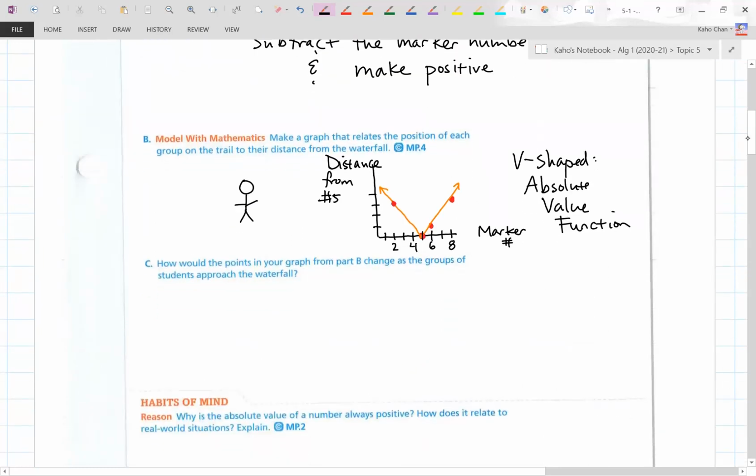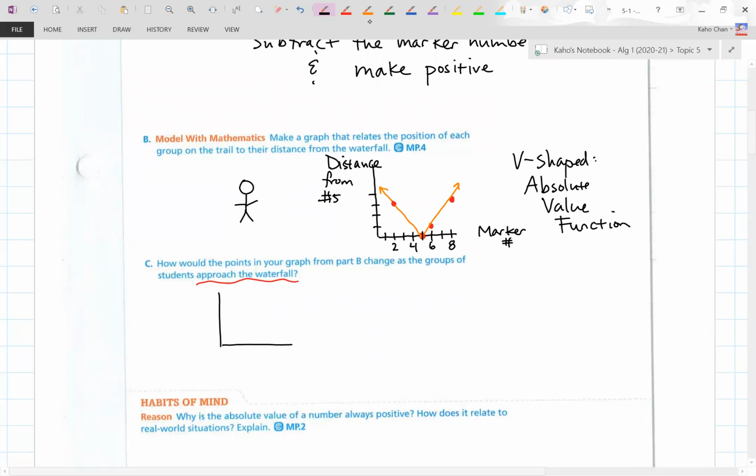Hey, next question. How would the points in your graph from part B change as the groups of students approach the waterfall? So the distance from number 5 when they approach the waterfall would probably get smaller.